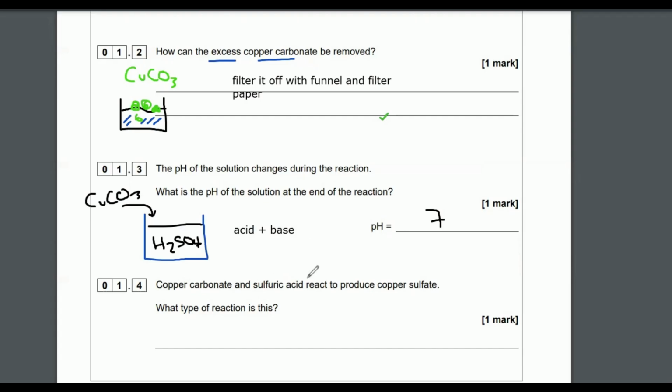Copper carbonate and sulfuric acid react to produce copper sulfate. What type of reaction is this? So they're telling you here, base and acid. What's the name? It begins with an N. Hopefully you can get it. It's neutralization. Whenever you react an acid and a base, you have a neutralization reaction. So let's move on.